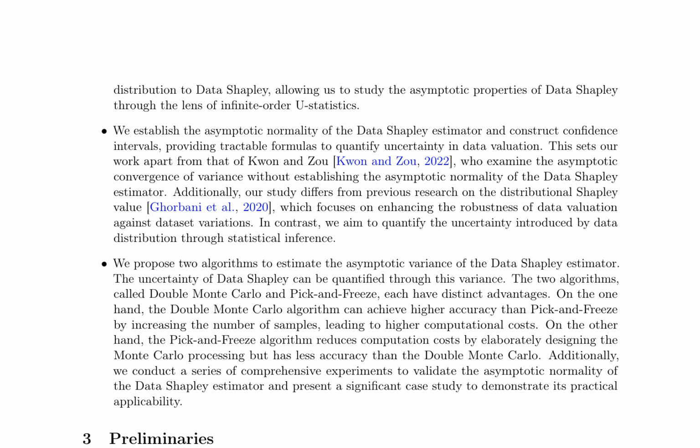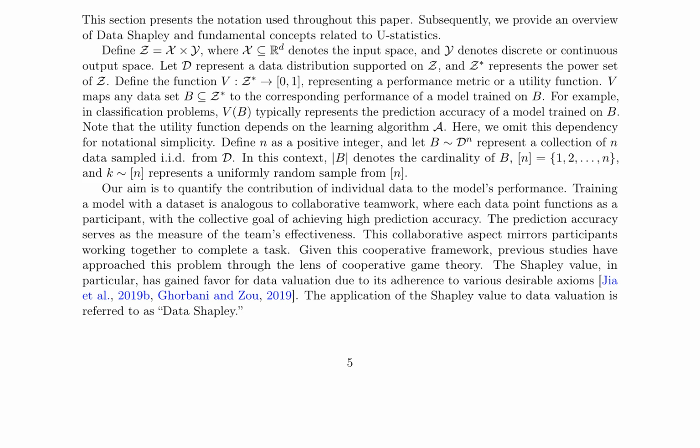The research paper discusses the concept of Data Shapley, a method derived from cooperative game theory for quantifying the contribution of individual data points to a model's performance. It introduces the Data Shapley distribution, establishing the asymptotic normality of the Data Shapley estimator and providing tractable formulas for uncertainty quantification. The paper also proposes two algorithms for estimating the asymptotic variance of the Data Shapley estimator.